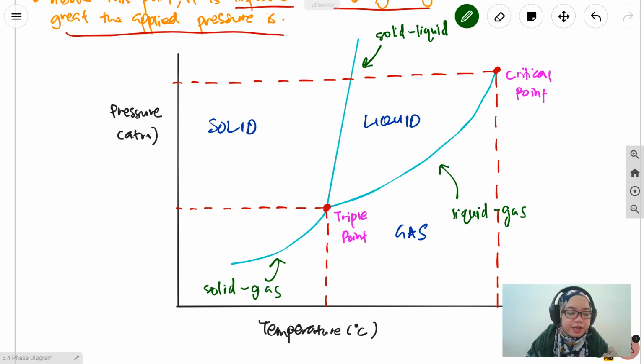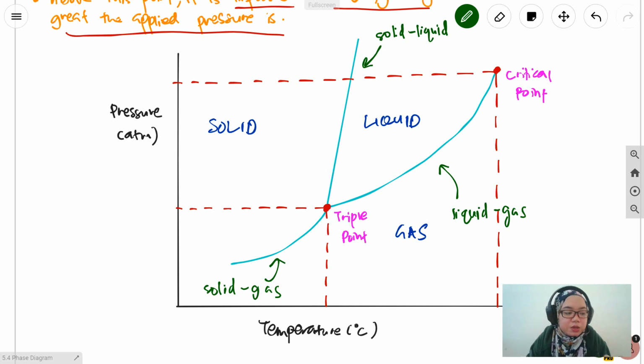Okay, and next we have points. We have the triple point here and the critical point here. The triple point is where solid, liquid, and gas exist in equilibrium, and the critical point is where the gas can no longer liquefy into liquid, no matter how high the applied pressure is. So it means we can no longer distinguish between the gas and the liquid. Okay, this is what critical point means.